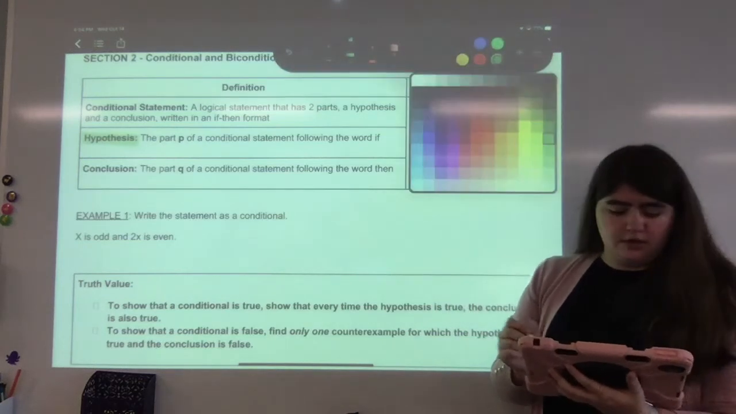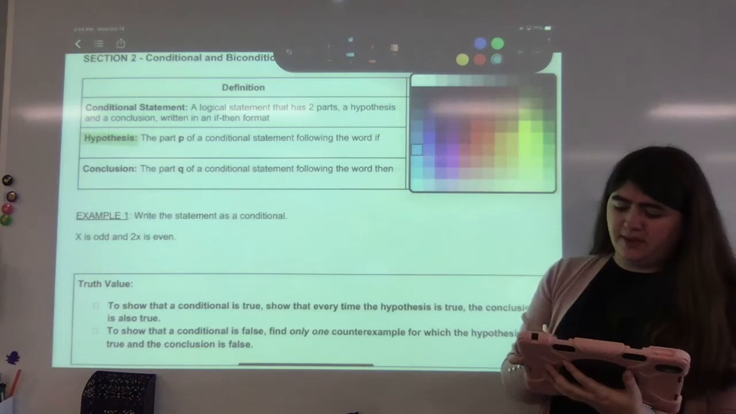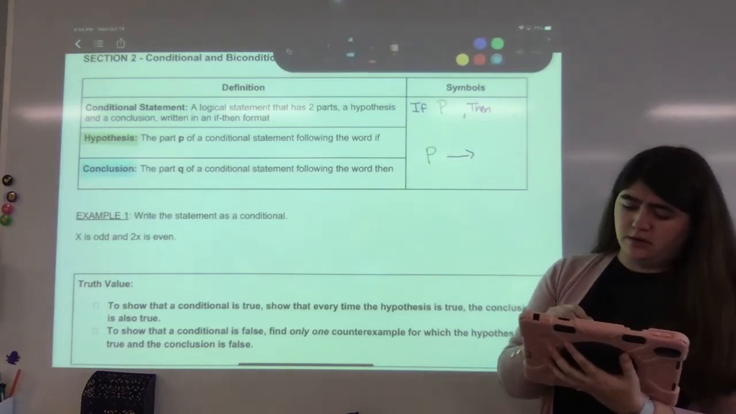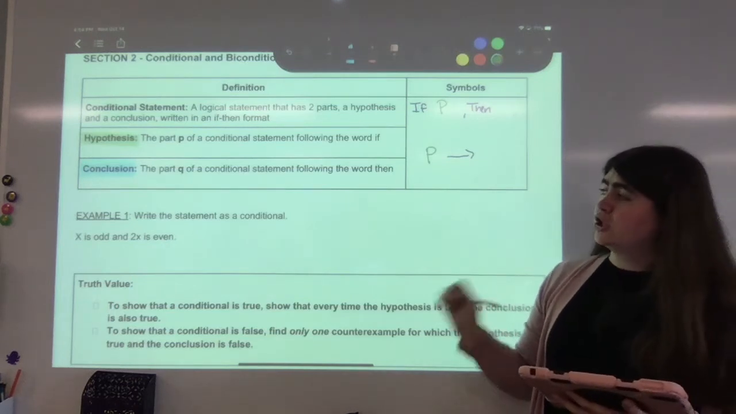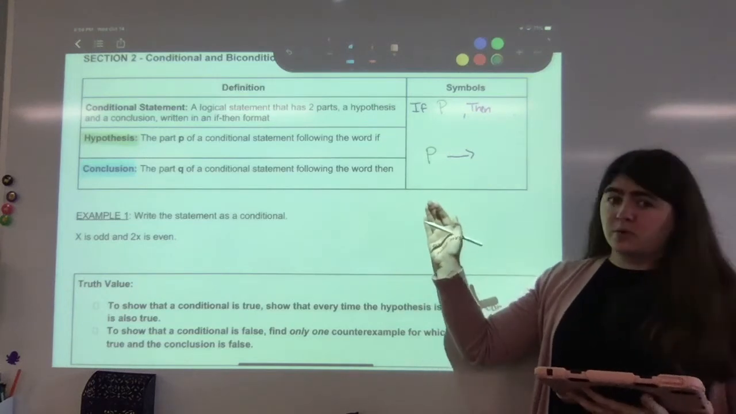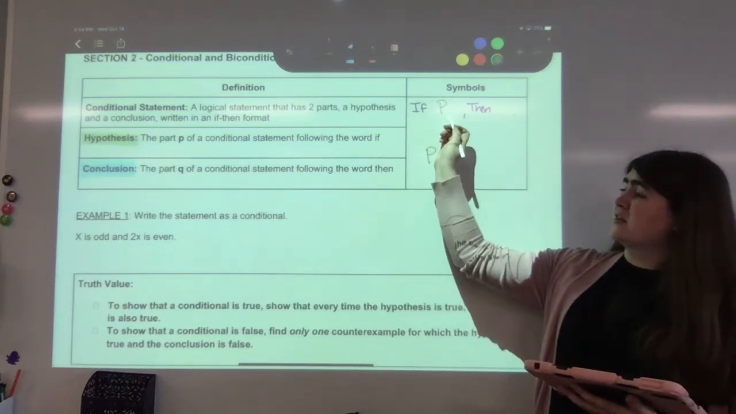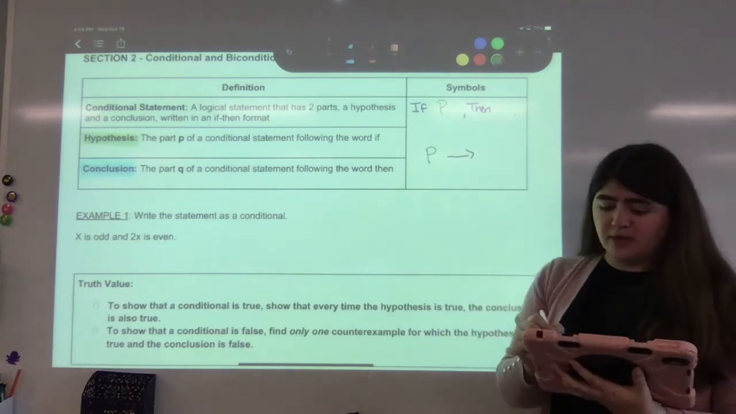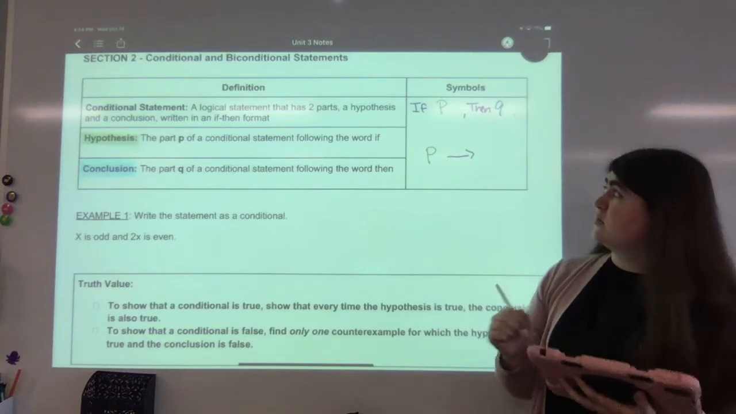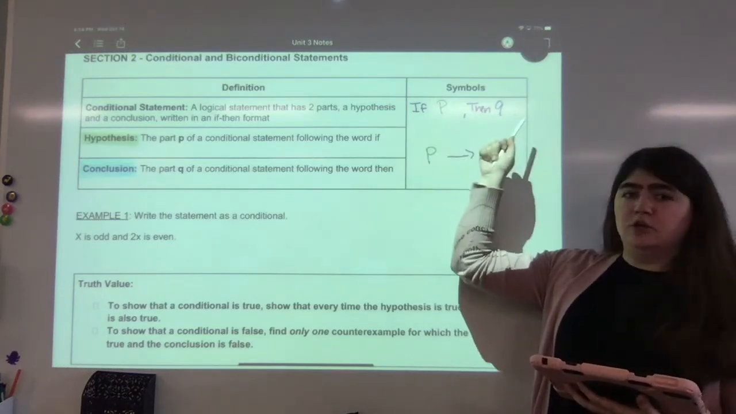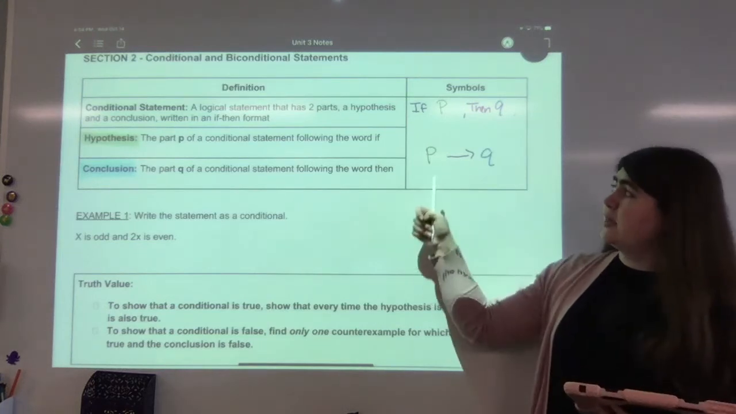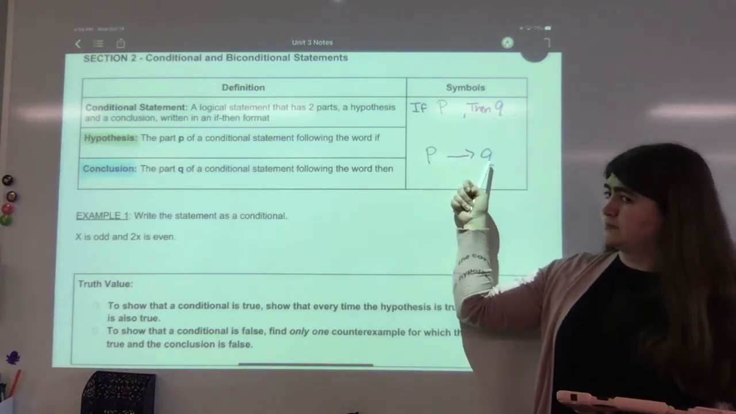For our conclusion, we're going to do the same thing. I'm going to use the color blue for conclusion, and our conclusion is the part q of a conditional statement following the word then. So in other words, we have if hypothesis, then conclusion. And we represent that conclusion using a q. So I have a lowercase q there. If P, then Q. If the hypothesis, then the conclusion.